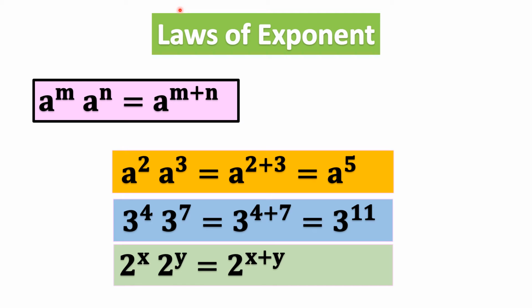Now we are going to get into the main part of the chapter, which is laws of exponents. We're going to study the laws and we're going to see how we apply these laws. So the first law is a raised to m into a raised to n is equal to a raised to m plus n. So look here, a raised to m into a raised to n equals a raised to m plus n. What does this mean?